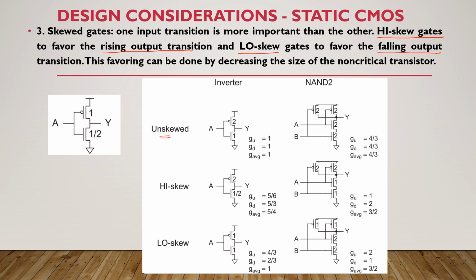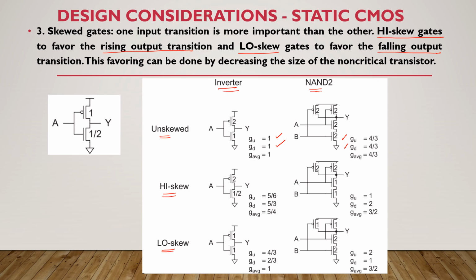See here, the logical effort of rising as well as falling. Rising is represented by GU, falling is represented by GD. Both are equally 1, so it is unskewed. Here is another example, the two input NAND gate. Both rising as well as falling logical effort are the same. Okay, that's why it is called unskewed. There is no favoritism for any of the transitions. But if you want to favor the rising transition, we have to go for the high skewed inverter. If you want to favor the falling transition, we go for the low skewed gates. Okay, first we will start with the inverter, then we are going to see the two input NAND gate.